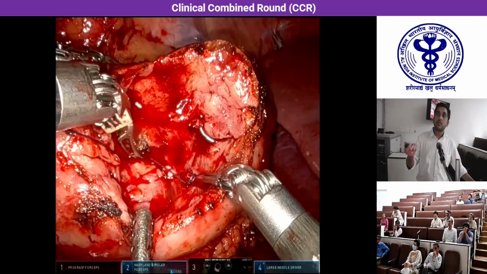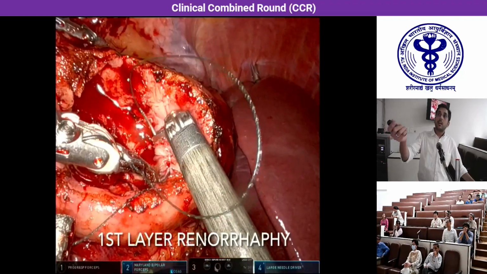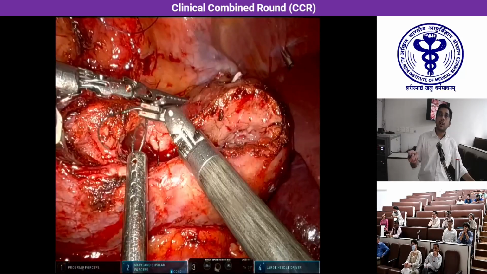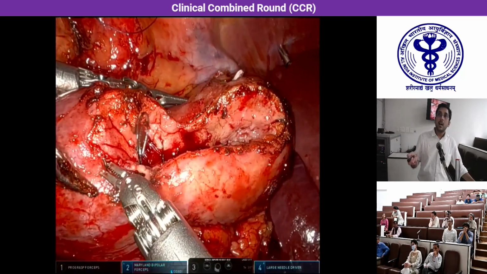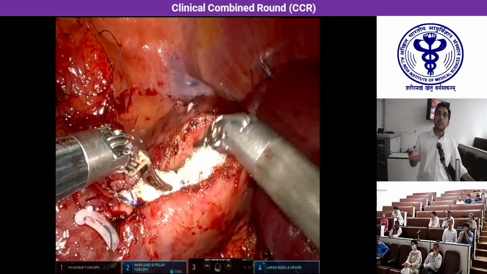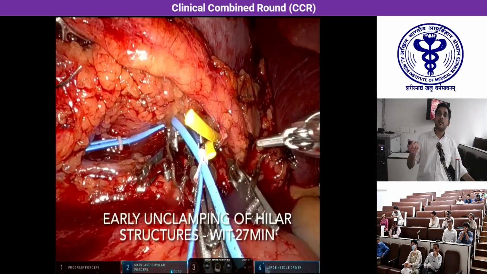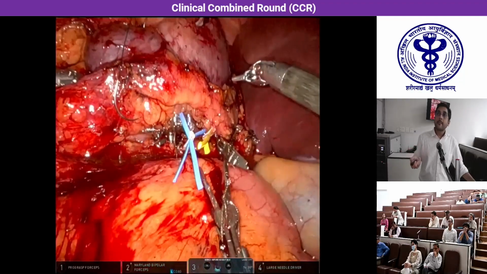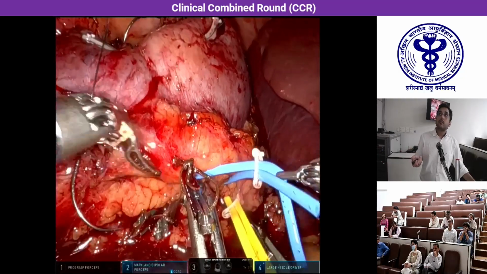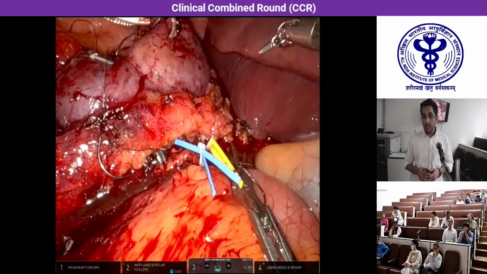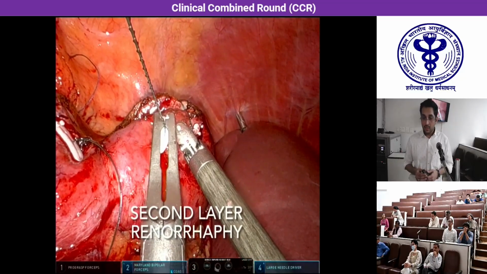The histopath has no margin positivity. The PCS was repaired, and then the renorrhaphy was initiated. In this case, we also unclamped the hilar structures only after the first layer of the renorrhaphy. And subsequently, we moved on to the second layer of renorrhaphy, and we completed the procedure.